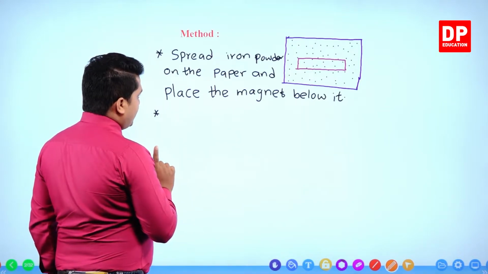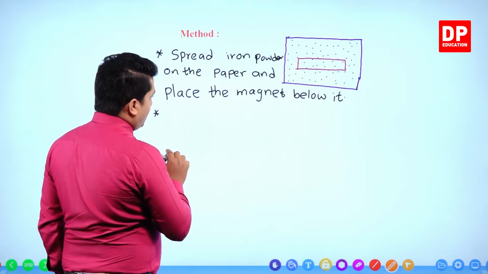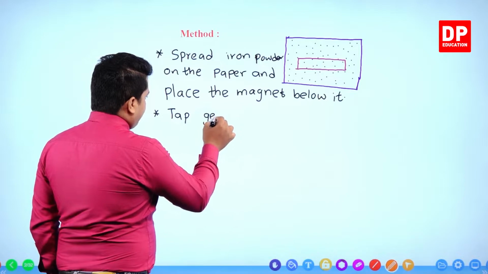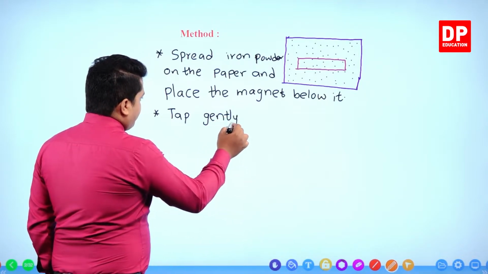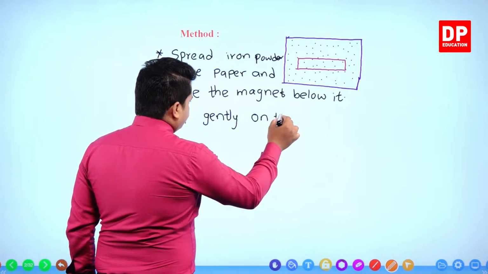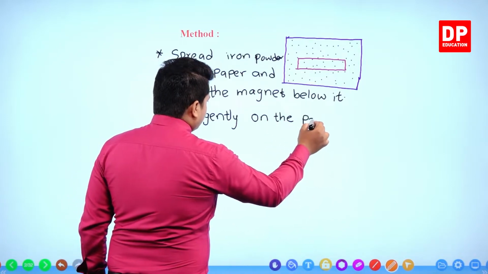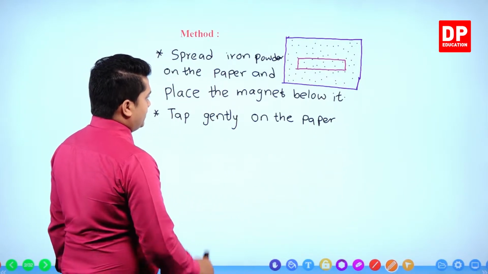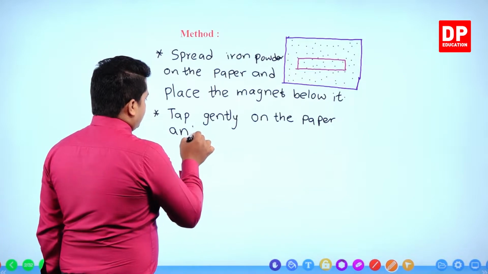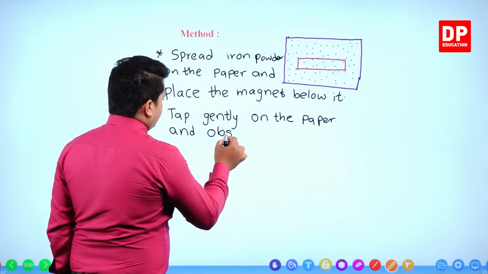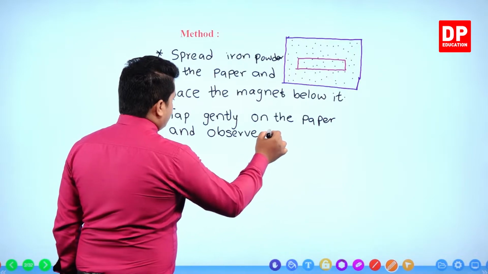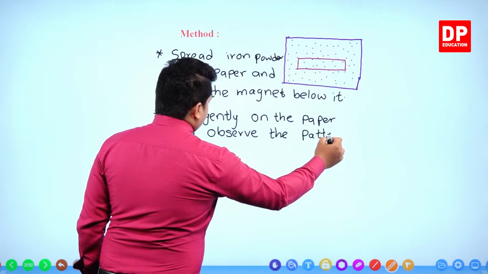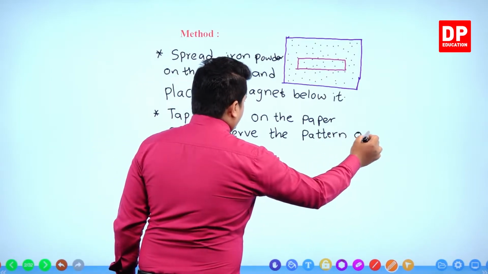Then we have to tap gently on the A4 sheet or the paper, and observe the pattern of the iron powder.